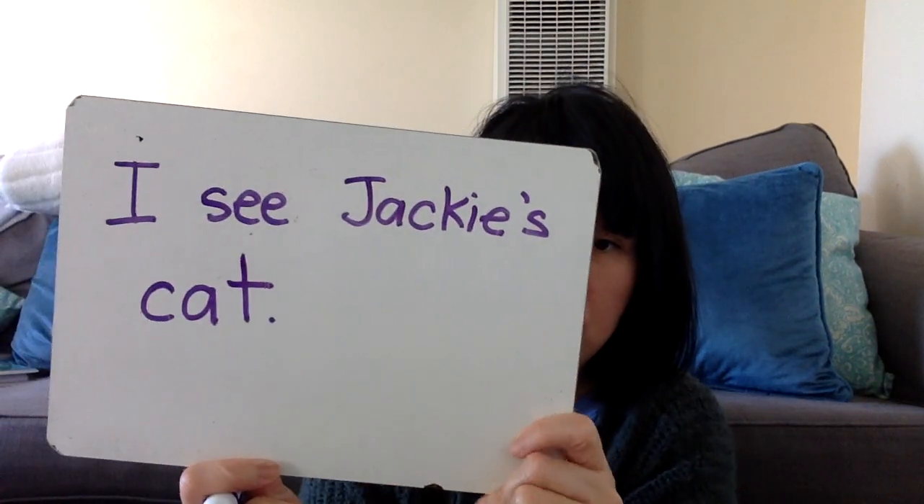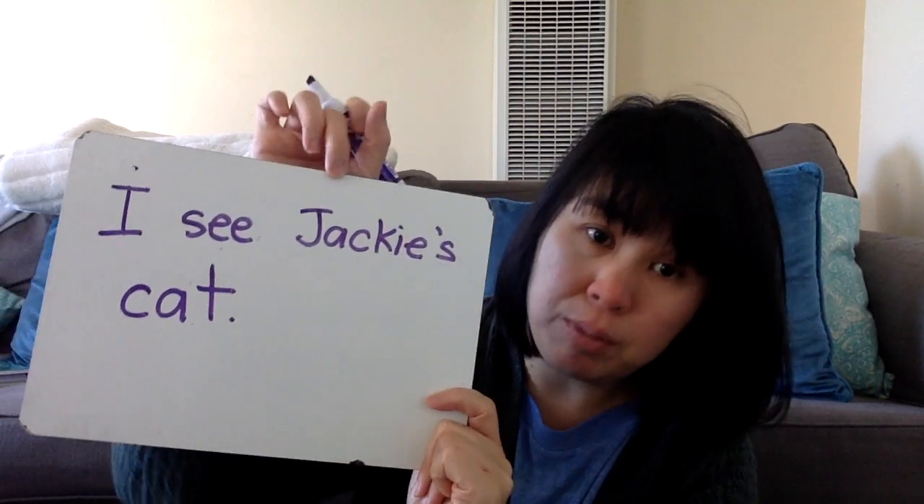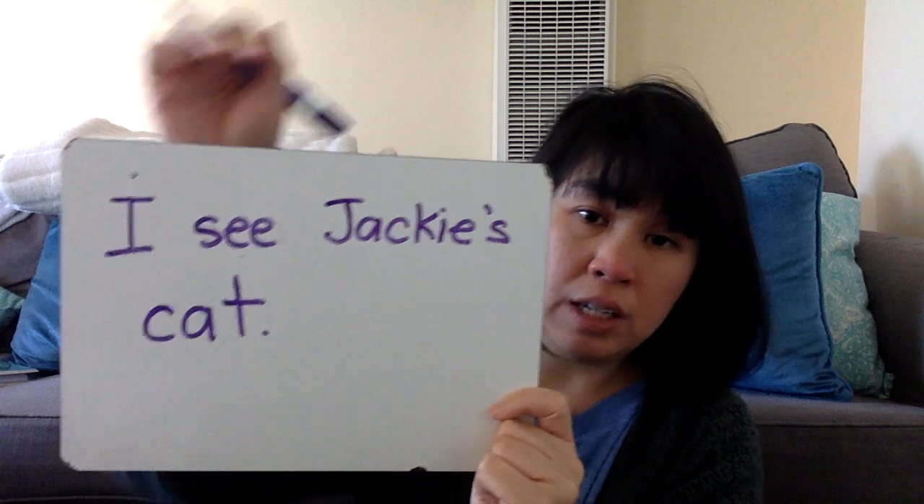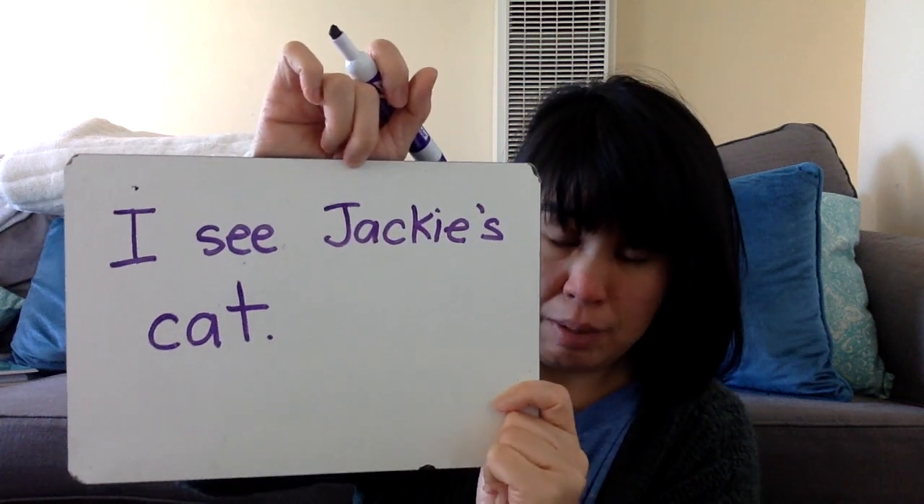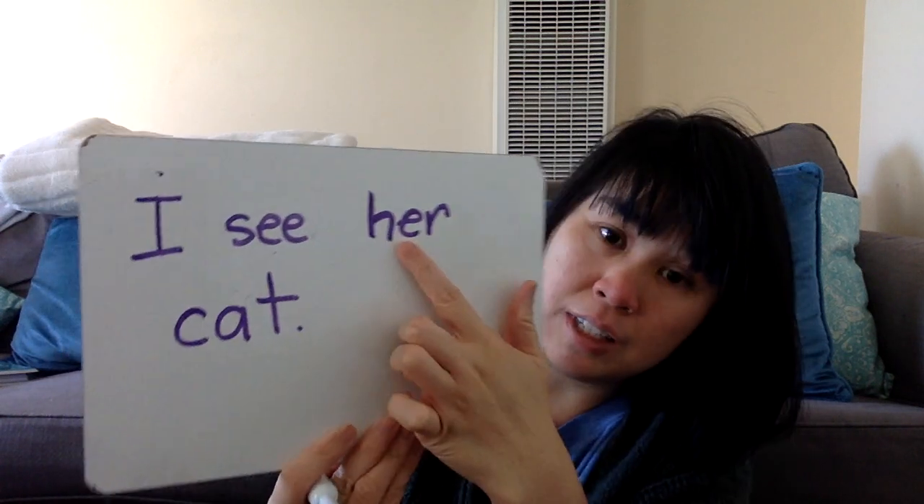I'm going to write a sentence. So the sentence says, I see Jackie's cat. Now, who does the cat belong to? Jackie. And what I'm going to do now is I'm going to take the word Jackie and change it to a possessive pronoun. So I know Jackie's a girl, and the possessive pronoun that we use for girls is her. I see her cat. Her is the possessive pronoun. Good job.